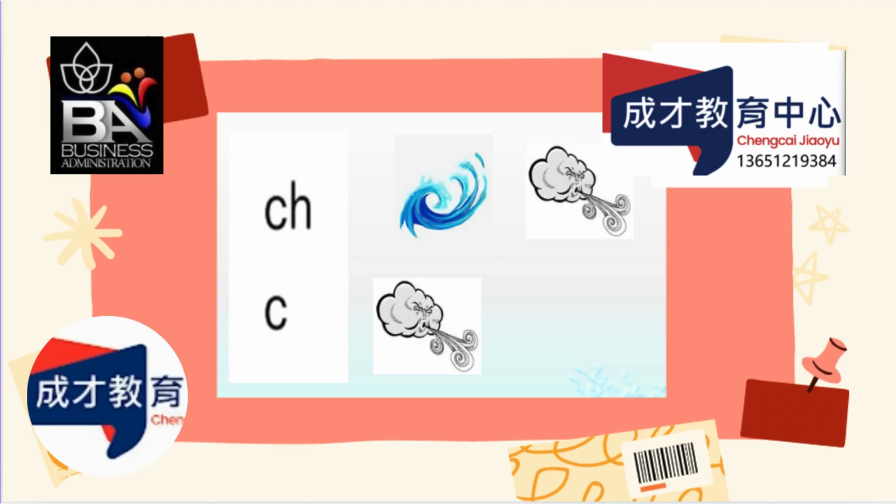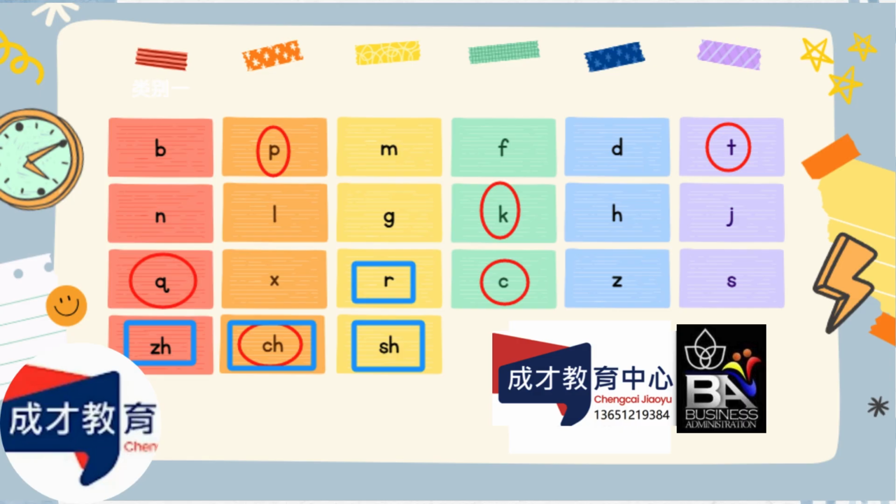Okay, so let's go to the C. We don't need to pull our tongue, but we have to make sure that there is air coming out from our mouth when we pronounce C. Okay, C. For example, 词典, dictionary.